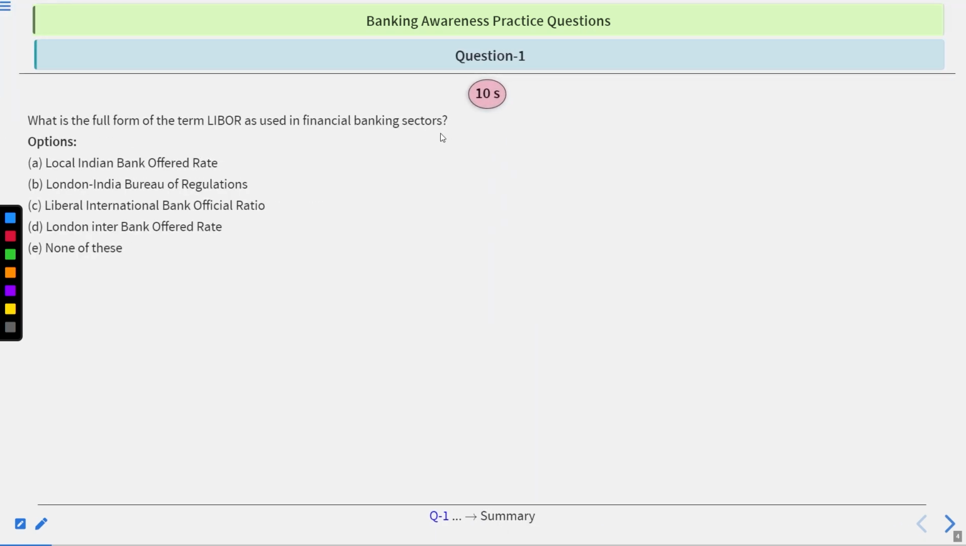Now let's begin. So here you can see the first question. What is the full form of the term LIBOR as used in the financial banking sector? Local Indian Bank offered rate, London India Bureau of Regulations, Liberal International Bank official issue, London Interbank offered rates, none of these. To answer this, you will have 10 seconds, then I will provide you the answer. So your time starts now.